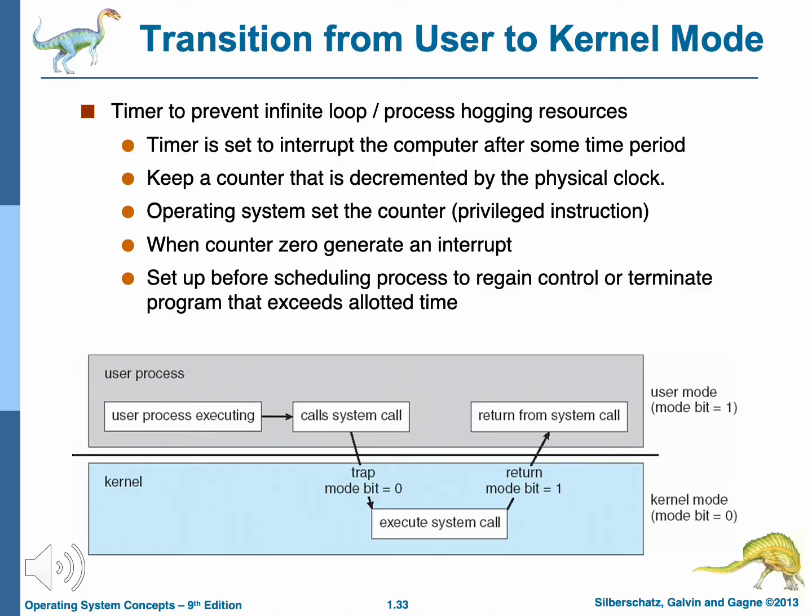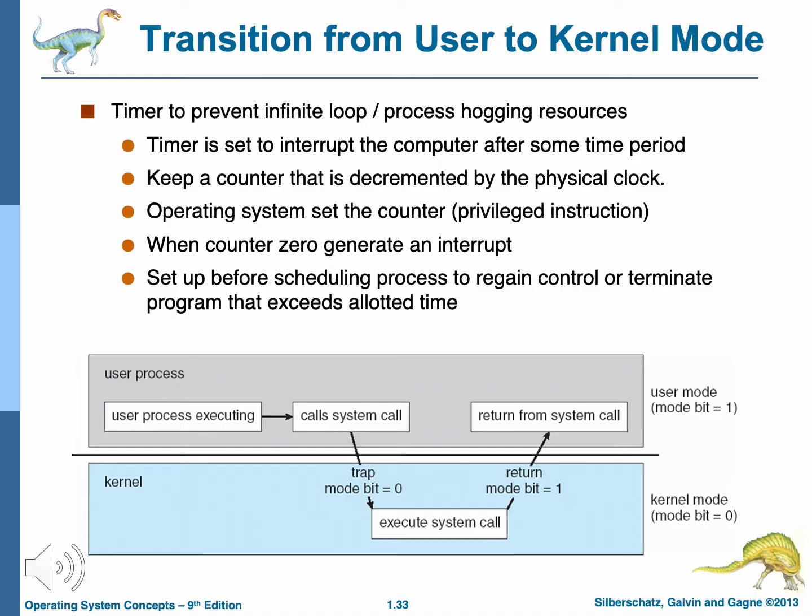A timer can be set to interrupt the computer after a specified period. The period may be fixed, for example, 1/60 second, or variable, for example, from 1 millisecond to 1 second. A variable timer is generally implemented by a fixed-rate clock and a counter. The operating system sets the counter. Every time the clock ticks, the counter is decremented. When the counter reaches 0, an interrupt occurs.